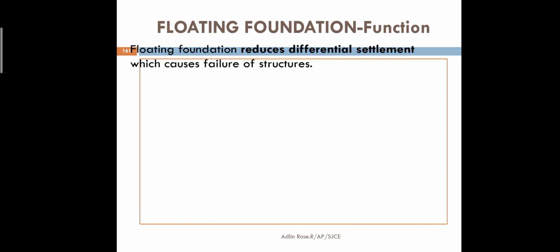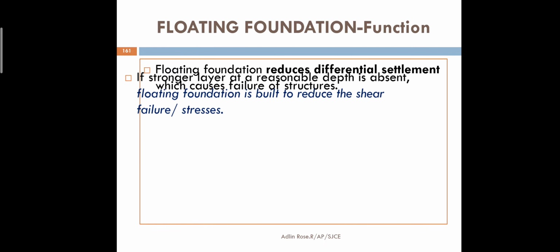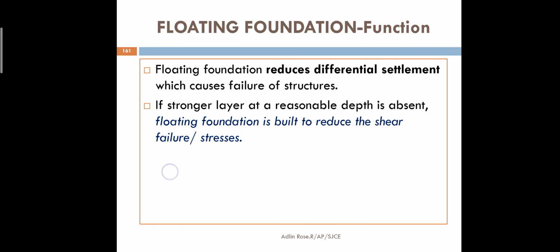And the functions of the floating foundations are that they reduce settlement, because there is zero settlement. Also, if a strong layer is absent at a reasonable depth, then shear failure will not occur, or the shear stresses will be reduced. Okay, because we have a strong foundation layer which carries the heavy load and transfers it to the soil. So this is the function of the floating foundation.